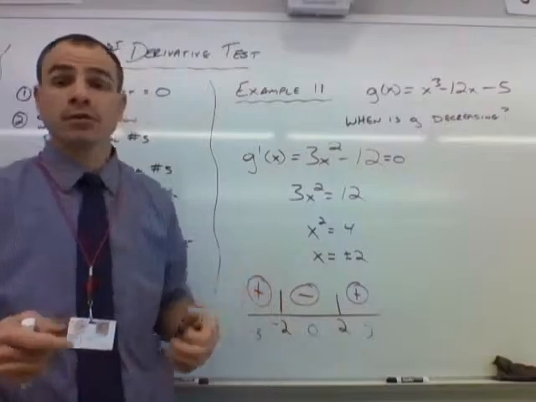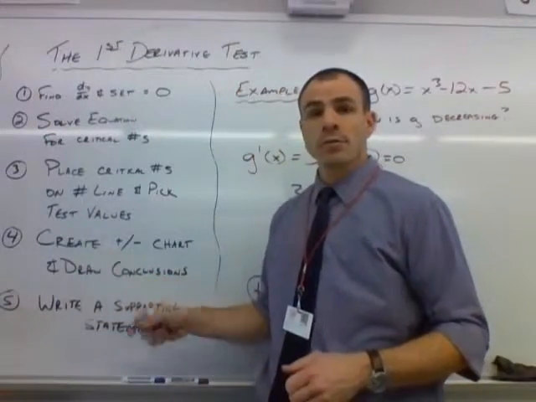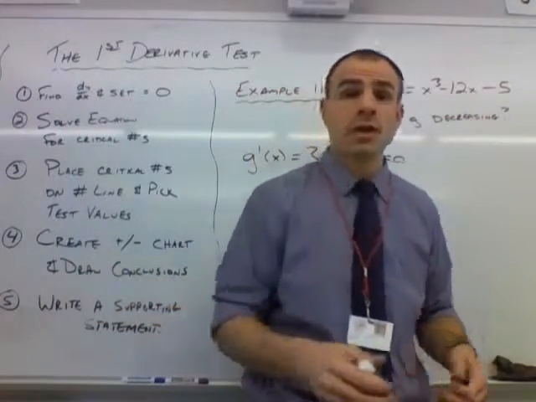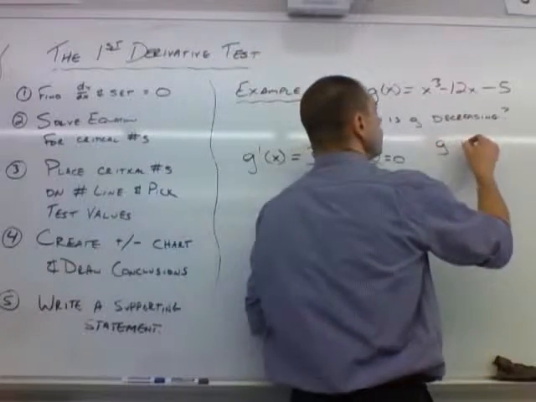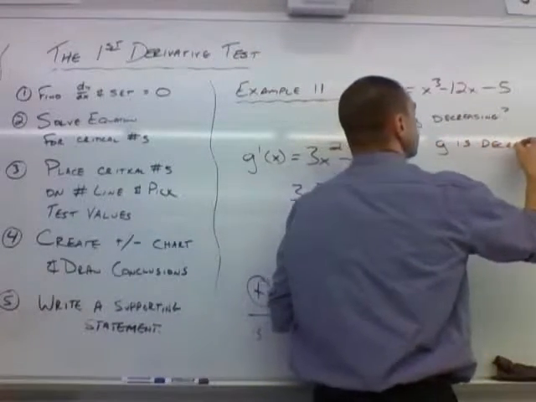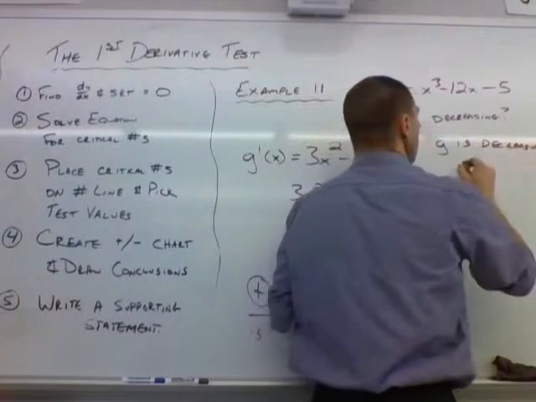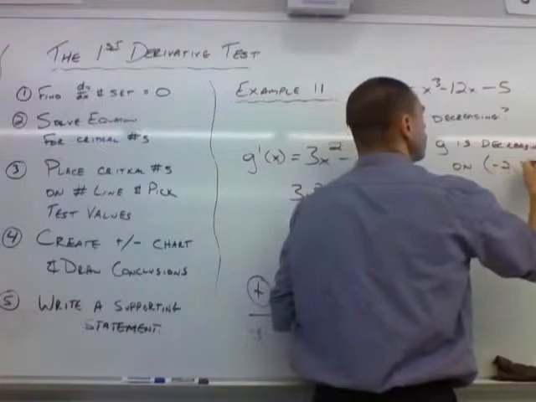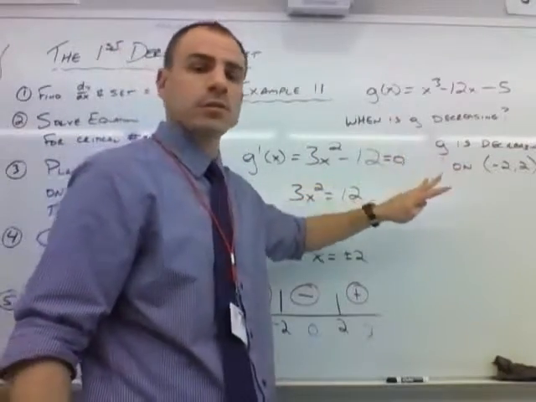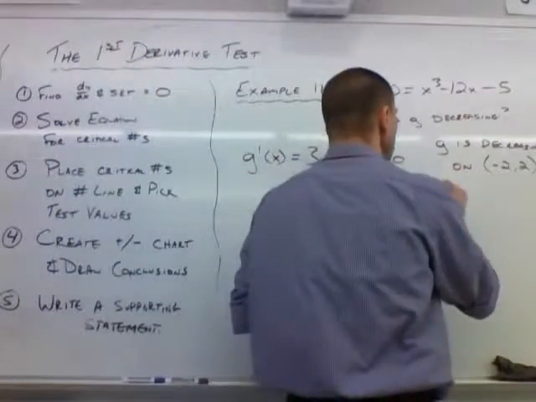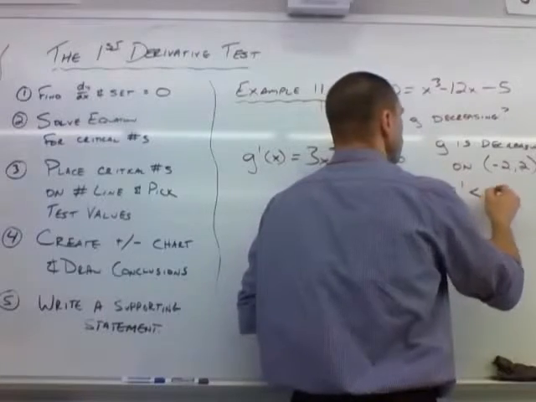Okay, so we have our conclusion, but we've got to write a statement which supports this conclusion. All right, so when is g decreasing? G is decreasing on the interval from negative 2 to 2. And again, we're going to stick with the open intervals. That just keeps everything nice and uniform. All right, why? Because g prime is negative.